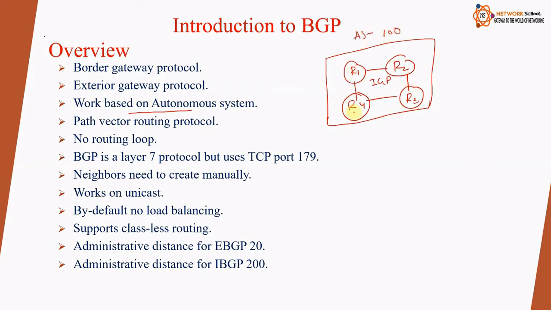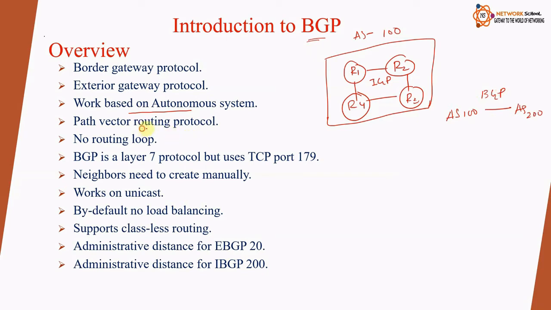Whenever we talk about a collection of devices under a single administrative domain, that is known as an autonomous system, and we always specify an autonomous system with the help of a numeric number. So BGP is a protocol that always works based on the autonomous system. As I explained, whenever we establish communication between two ASes, let's say AS100 and AS200, we need a protocol in between, which is known as the BGP protocol.